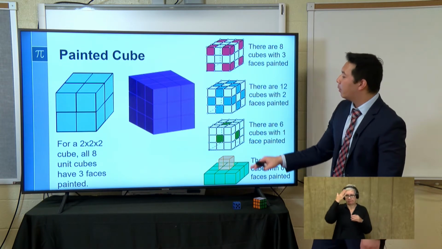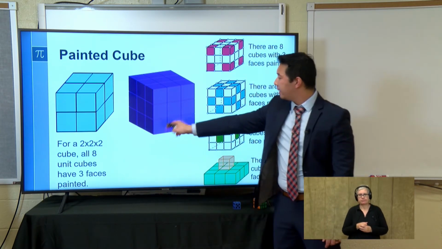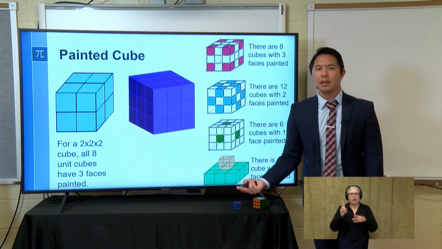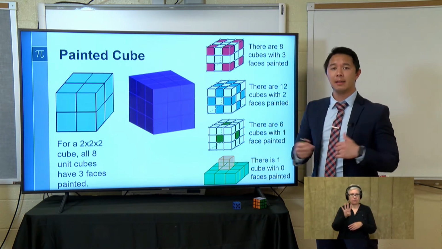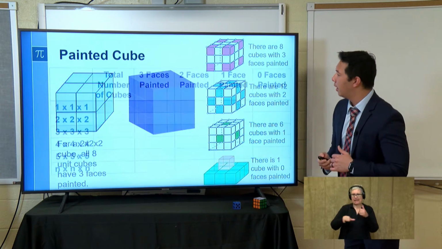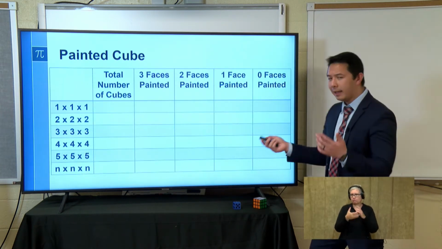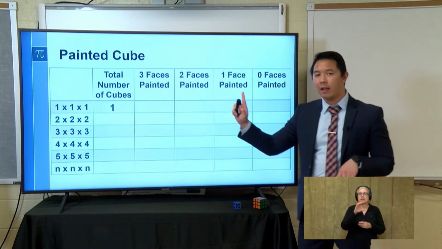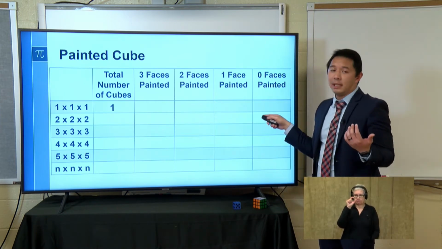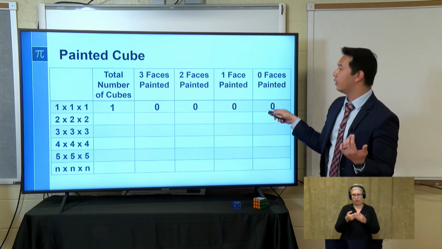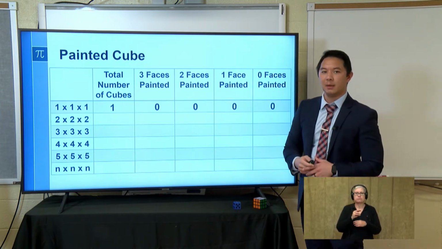Now, how can we use this information for case 2, case 3, case 4 on the previous screen in order to make sense of any size cube? Well, let's organize it into a table. In case 1, that very first image that I showed you, all I have is just one cube. And if I cover the entire thing in paint, all 6 faces are covered, and so these are going to be 0 when we're completing this table.